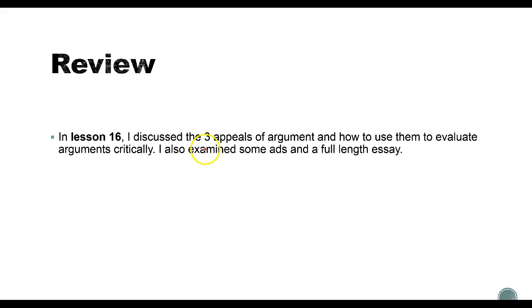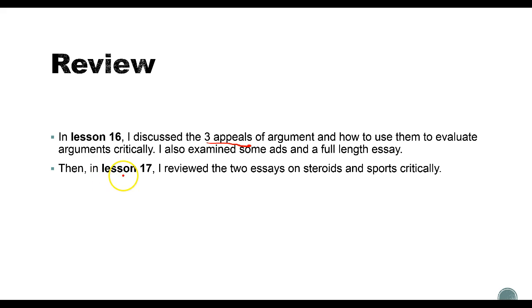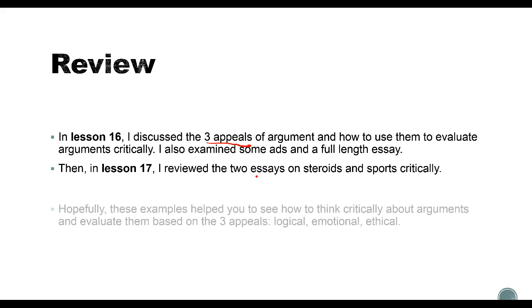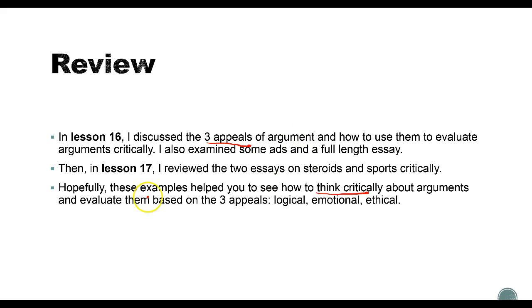So let's start with a quick review. In lesson 16, I talked about the 3 appeals of argument, the logical appeal, the ethical appeal, and the emotional appeal, and how to evaluate arguments critically. In that lesson, I also looked at some ads, and we looked at a full-length essay so we can see how to analyze effectively. In lesson 17, I also did a sample analysis of the 2 essays on steroids and sports, and I looked closely at both of those essays in terms of the logic. What's the thesis and how do the authors support the thesis with the evidence? And the emotional appeals that both authors use. How do they appeal to our emotions? And finally, I talked about the ethical appeal for both and whether or not each article is trustworthy, and in what ways the authors are credible or not credible. So hopefully these examples helped you to see how to think critically about arguments and evaluate them based on those 3 appeals, the logical, the emotional, and the ethical.